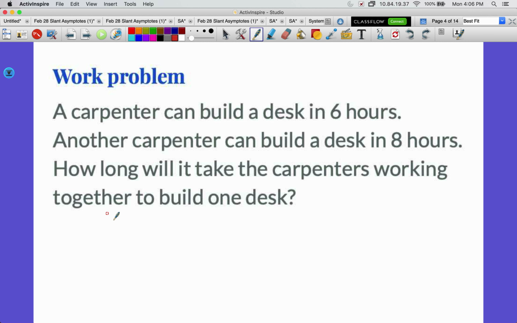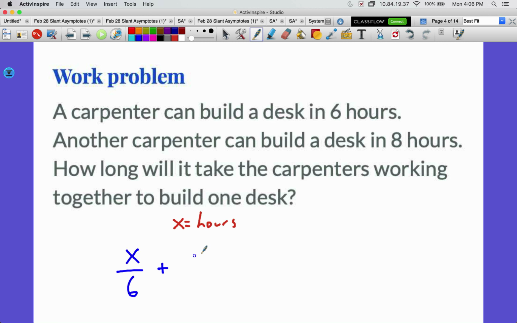So here's how we set this up. We've got to define a variable x for time. These units are given in hours, so we'll say x equals hours. And the first part of our expression will say x over 6. This is the amount of a desk the first carpenter can build in x hours. After 6 hours, he would have built 6 over 6 or 1 desk. After 12 hours, 12 over 6 would be 2 desks, and so on.